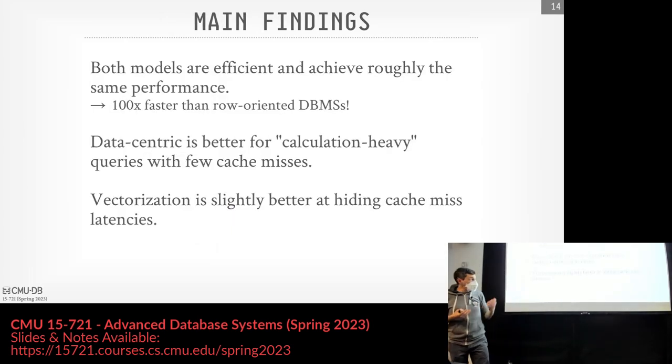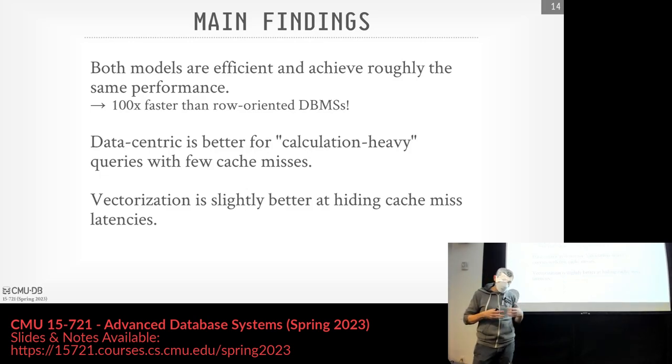Okay, so the main takeaway from that previous table is that both implementations, both system architectures, are going to be efficient and achieve roughly the same performance. In some scenarios one will be better, in other cases the other one will be better. And where one clearly outperforms the other, the relative numbers can seem quite significant, but if you think of the absolute numbers, it's actually not that much.